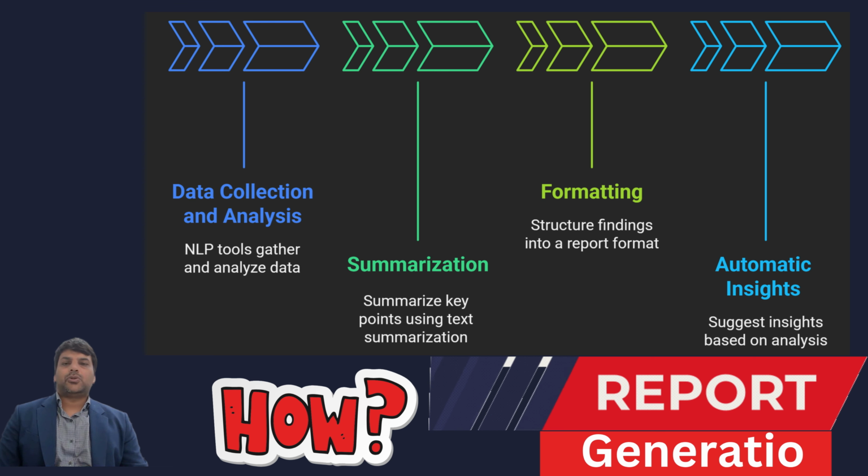Then, what happens to that data? It uses summarization. Using text summarization techniques, the tool identifies the most important points and summarizes them. Then after summarization is formatting. So the third point is formatting. The key findings are then structured into report format, usually a bullet point list, table, or paragraph form.